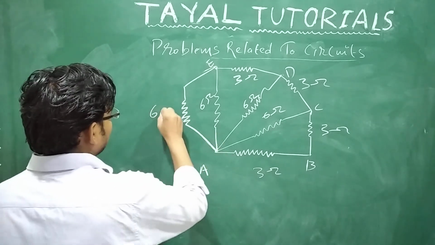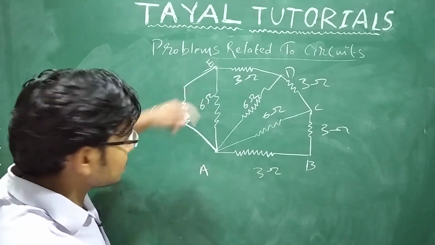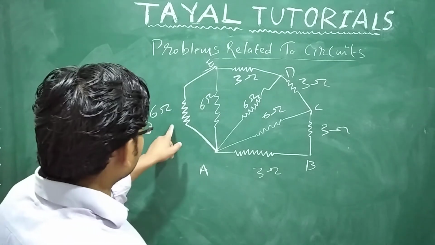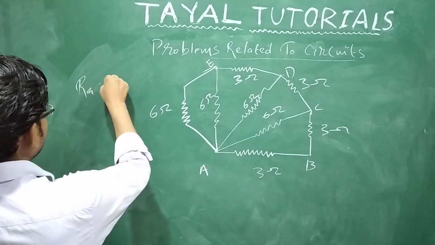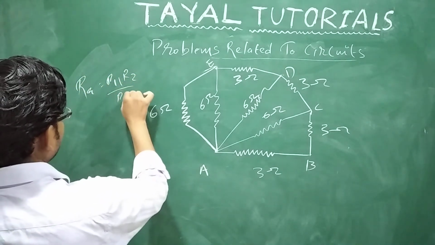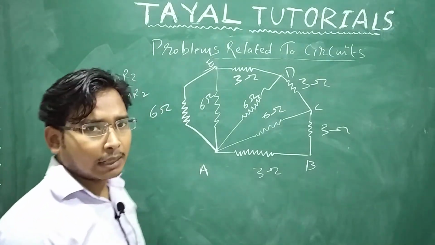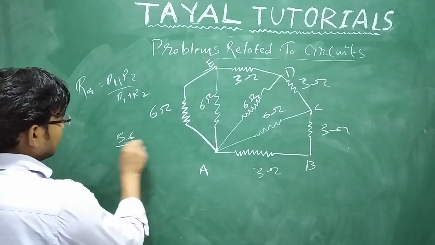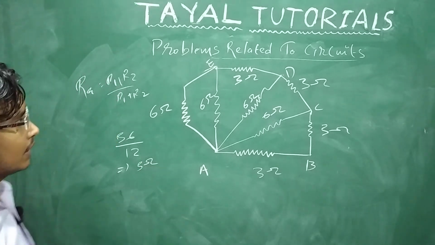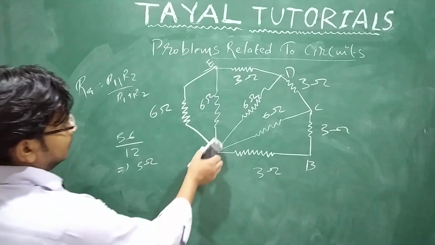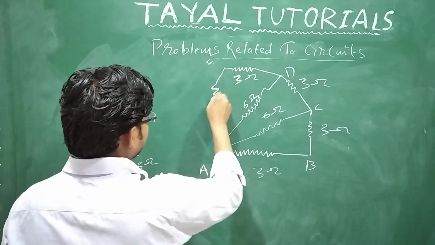This 6 ohm and 6 ohm look like they are in parallel across them. So to get the R equivalent of this 6 ohm and 6 ohm, apply that formula. R equivalent is equal to R1 R2 upon R1 plus R2. That is 6 into 6, 36 upon 6 plus 6, that is 12. 36 upon 12 results in 3. You can see a similar kind of pattern to what we had previously. This is again a 3 ohm resistor.